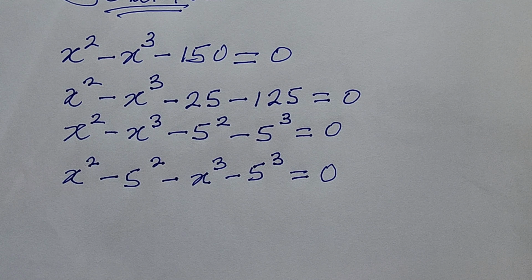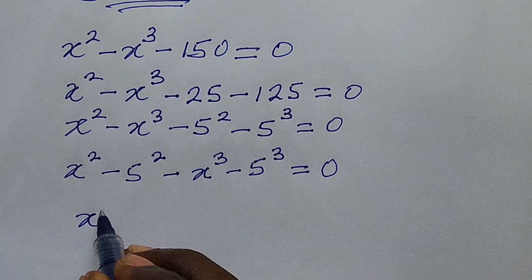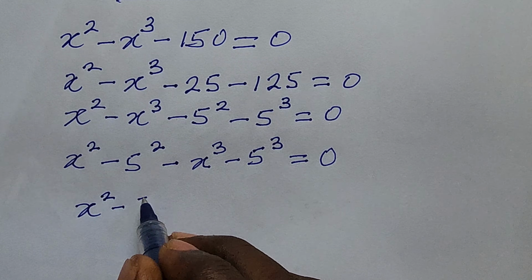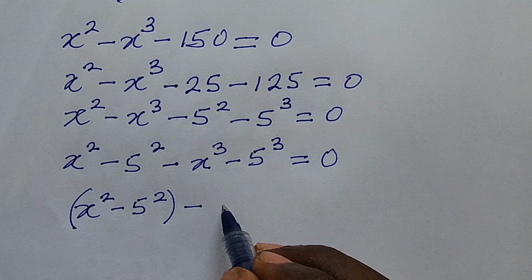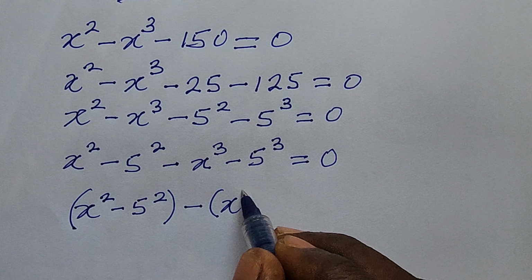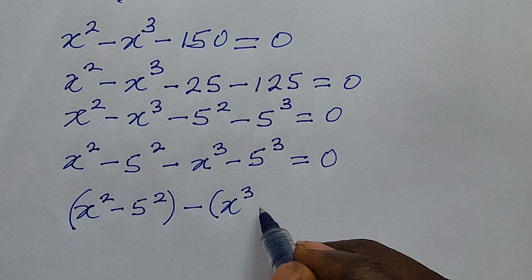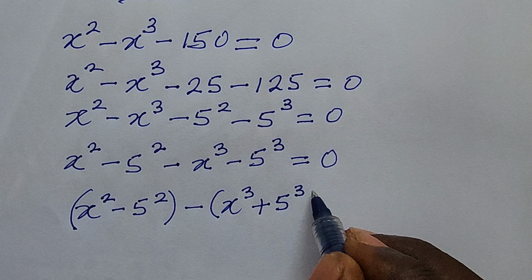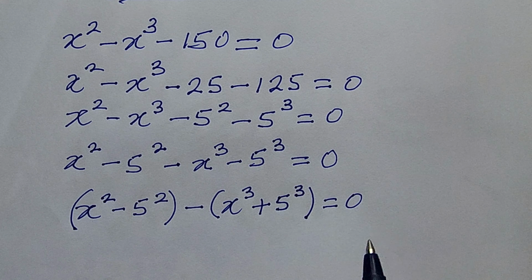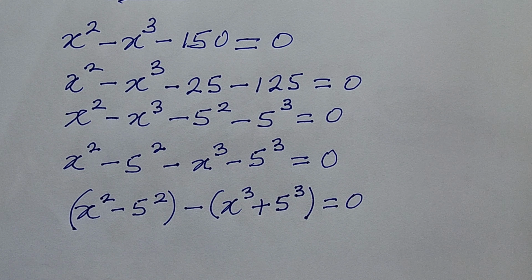Easy. So we can put this and this in bracket. So this will give us x to the power of 2 minus 5 to the power of 2, all in bracket, then minus bracket x to the power of 3. Automatically, if we use this to multiply this, this will give us plus. So this is going to give us plus 5 to the power of 3 close bracket. This is equal to 0. But if we use this to open this, it's going to give us this back, right?